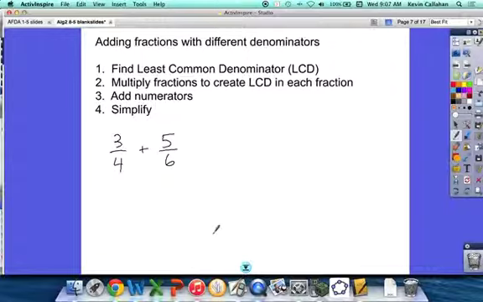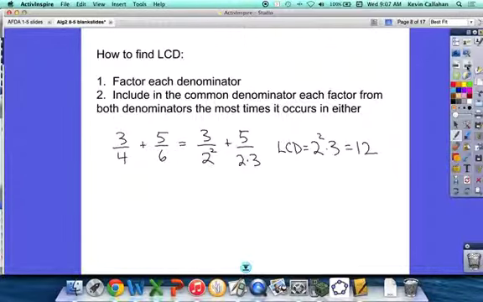So first you have to find the least common denominator, in a way that we're going to actually be repeating this process with the rational expressions. And this is how you find a least common denominator, even with fractions of numbers, right? First, you factor the denominators. And when it's just numbers, then factoring means 4 is 2 squared, 6 is 2 times 3. Right? That's the factoring part. Now, the LCD will have every factor that you see in either denominator the most times that you see it.